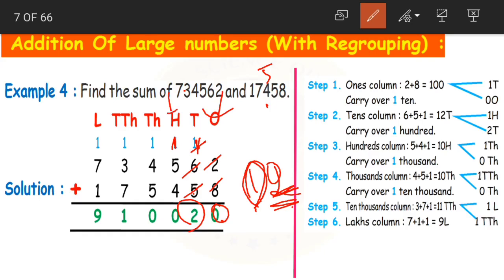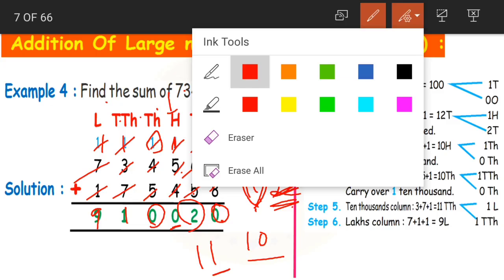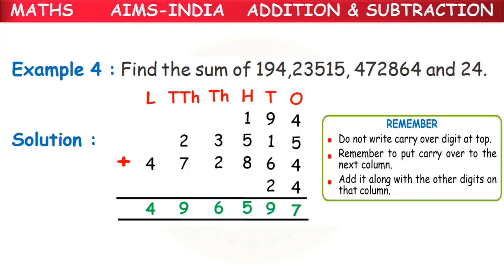The same way in the hundreds place, 1 plus 5, 6 and 6 plus 4 becomes 10. Again 0 here, 1 carried. In thousands place, 1 plus 4, 5. 5 plus 5, 10. Again 0 here, 1 carried. And in the 10,000s place, 1 plus 3, 4. 4 plus 7, 11. Again 1 written here and 1 carried. In the lakhs place, 1 plus 7, 8. 8 plus 1 becomes 9. Clear, children? Again, this is the same additions which you have done in the previous classes. The only difference is that the number of digits are more here.